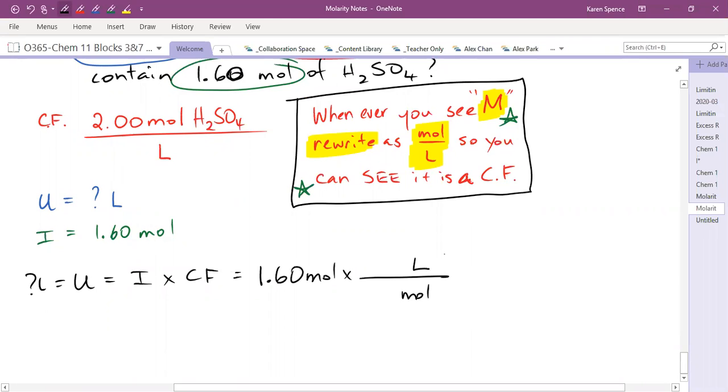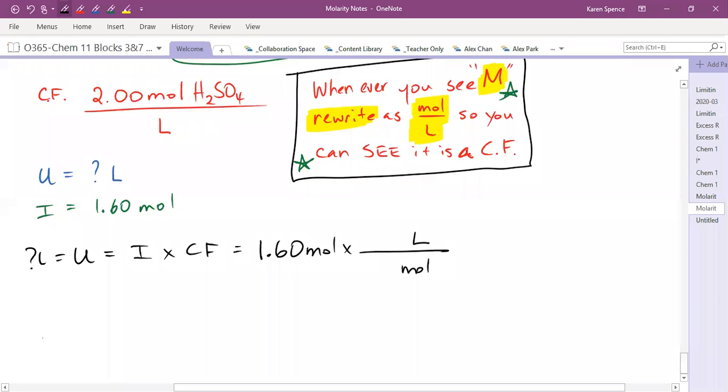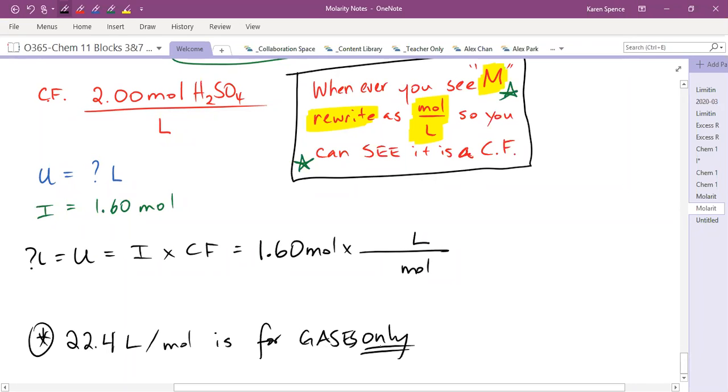And so what is our moles per liter? This is the only place where people might go wrong here. They might see that and go, oh, 22.4, got it. No, never when you have a solution use 22.4. 22.4 is for gases only. So we'll just put a note down here: 22.4 liters per mole is for gases only. Do not use it for solutions. So when you have solutions, you're not going to use 22.4.